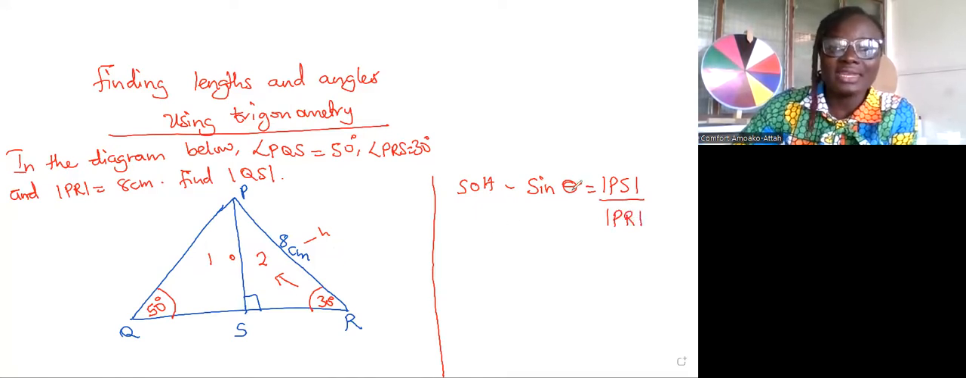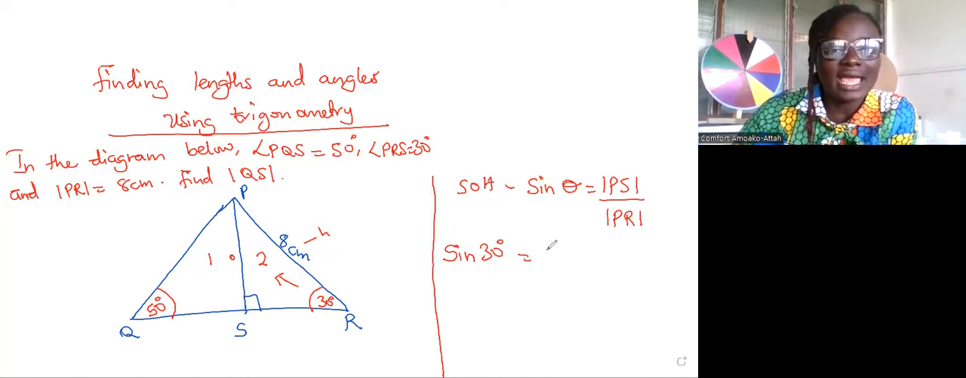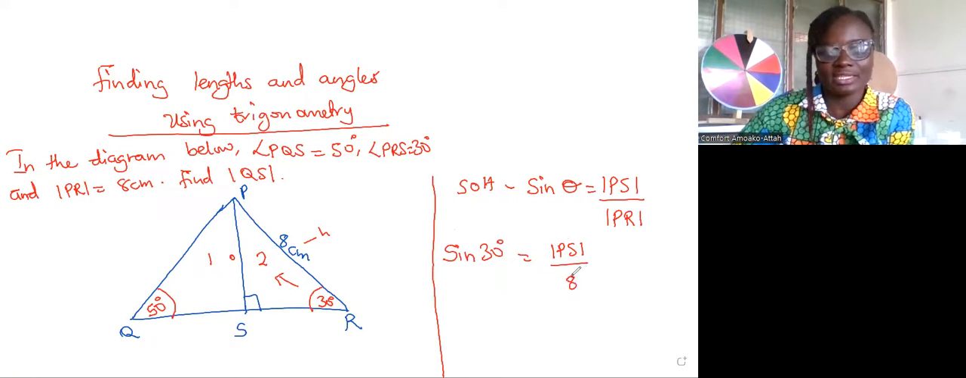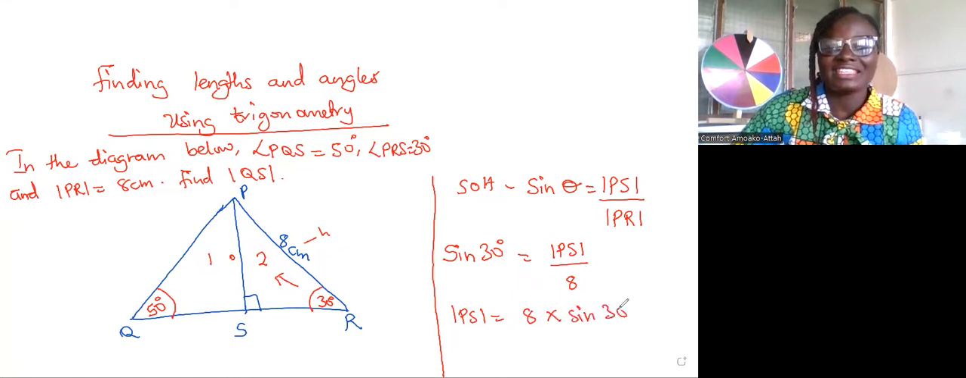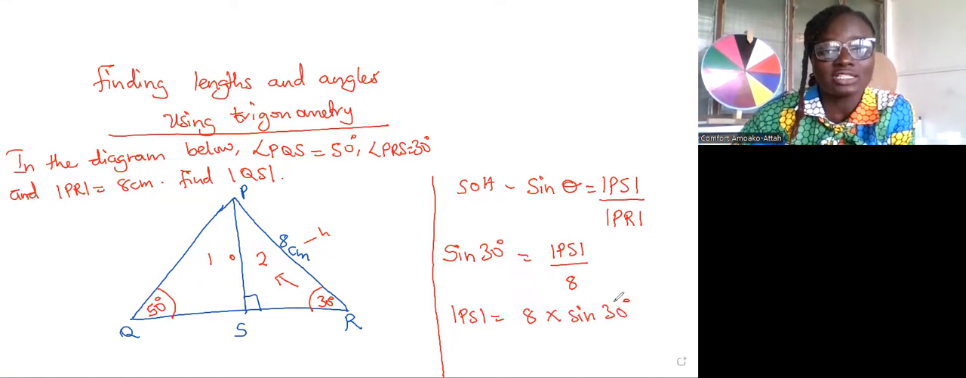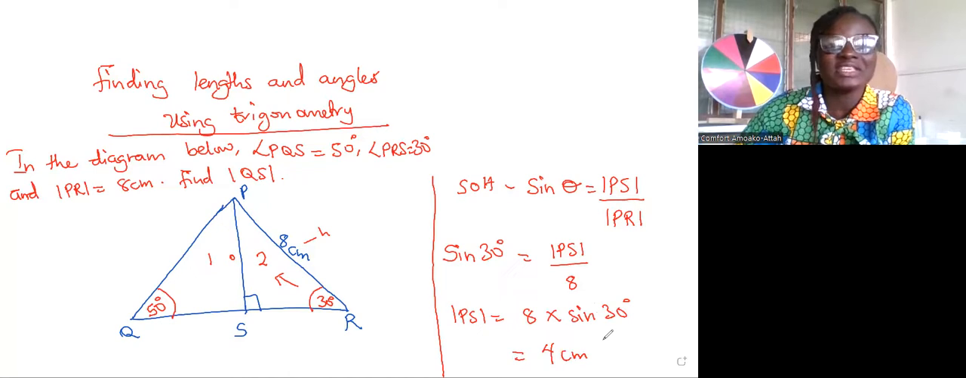Great. We are given theta as 30 degrees. So that is giving us sine 30 degrees is equal to, what is line PS? Unknown. So let's maintain that over. What is line PR? 8 centimeters. Okay. So how then do we find line PS? So line PS is equal to 8 times sine 30 degrees. We just do a simple cross multiplication. And so this is giving us 4 centimeters. Perfect. We are done with this side.